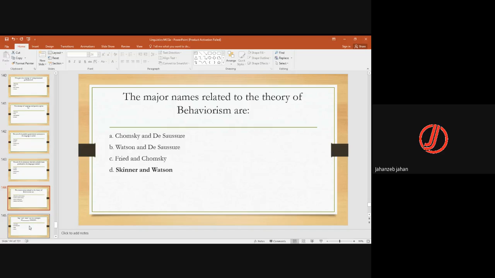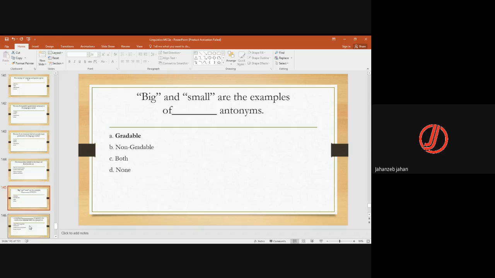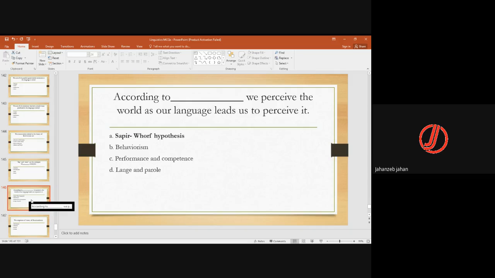The major names related to the behaviorism theory are Skinner, B.F. Skinner and Watson. Big and small are examples of gradable antonyms. हम grade कर सकते हैं कि big है तो how big, small है तो how small. According to Dash, we perceive the world as our language leads us to perceive. So that is Sapir-Whorf hypothesis. कि language जो है वो thought को determine करती है.